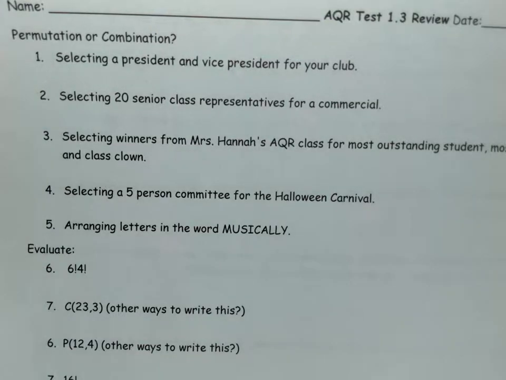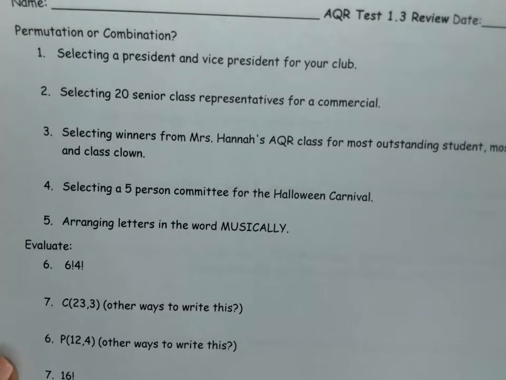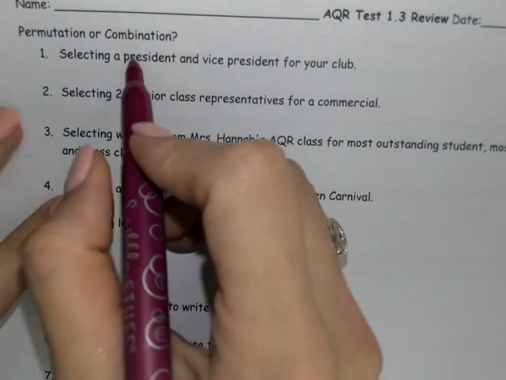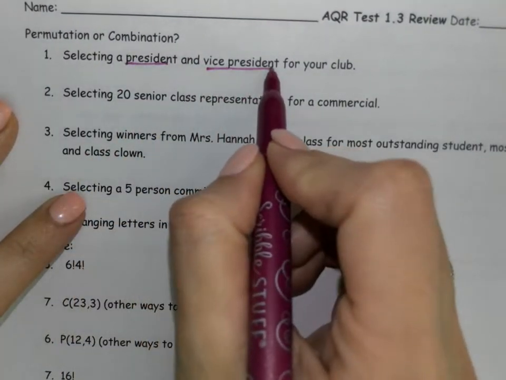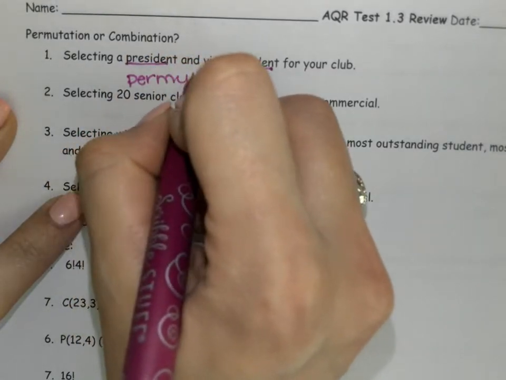All right, so on this first section, all you're doing is deciding if it is a permutation or a combination. So remember, with permutations, we are assigning specific roles. So here, we are selecting a president and a vice president. Because they have specific roles, this is a permutation.